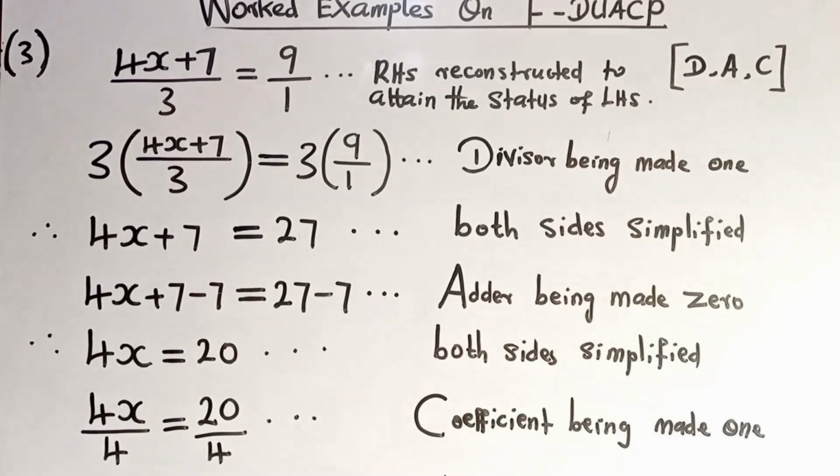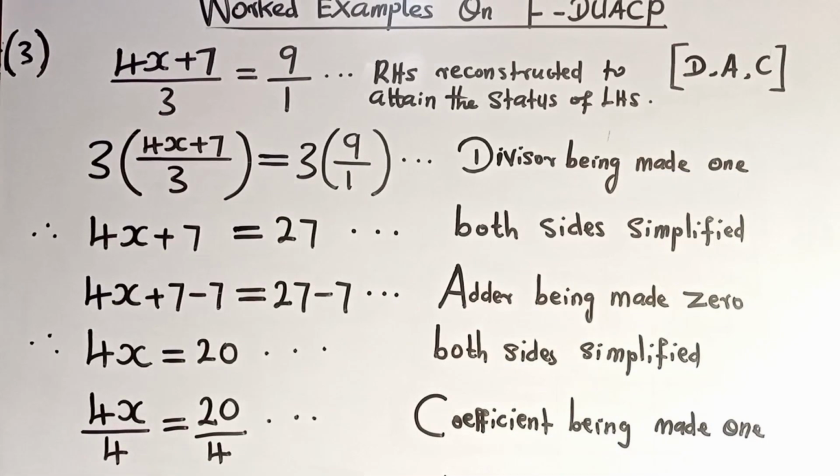Now simplify both sides of this equation. Plus 7 minus 7 is 0. 0 plus 4x is this 4x. Left-hand side simplifies to become 4x. Now simplify the right-hand side. 27 minus 7 is 20. Right-hand side also simplified so that both sides have been simplified.